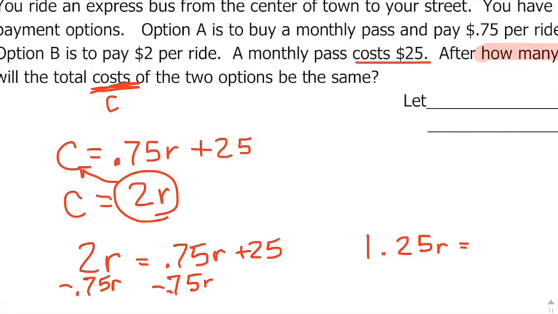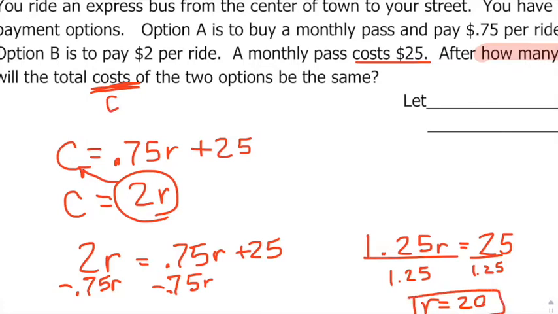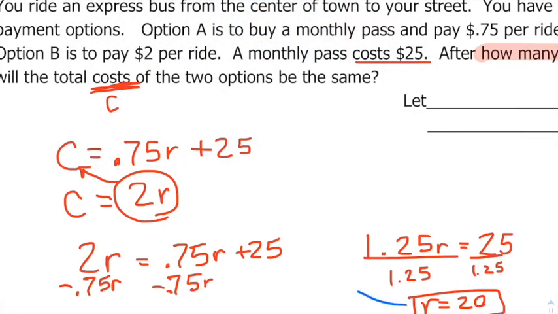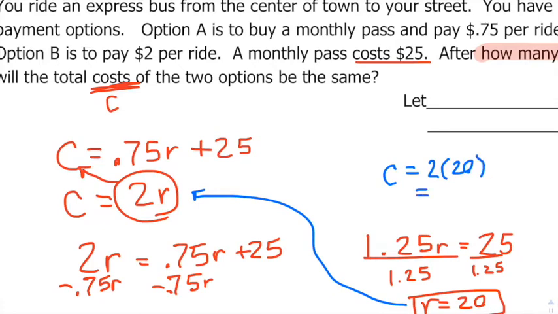And then that equals the 25 left over on the right-hand side. And then we just need to see how many times 1.25 goes into 25. So after you divide, that gets us 20. The number of rides you need to go on is 20. Now, they didn't ask for this, but if we wanted to figure out what that cost would be, we could just plug back into one of our equations. So we could go C equals 2 times the number of rides. Doesn't matter which one, you should get the same cost no matter what. So that'd be $40.